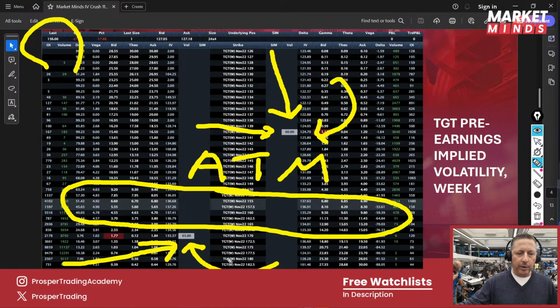Now, be aware, this is what I labeled as week one, meaning the current expiration. You can see this is November 22nd. This is this week's expiration.